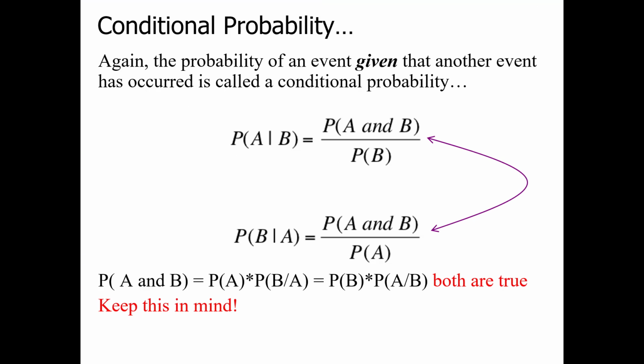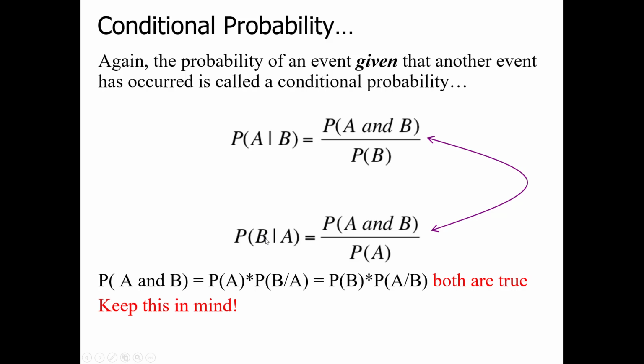In the coming slides I will solve some specific problems. To clear the concept of conditional probability: the probability of an event given that another event has occurred is called a conditional probability, probability of A given B. We write it mathematically as probability of A and B divided by probability of B. If they ask you probability of B given A, then A is the condition given to us, and we want to calculate B using the given information.